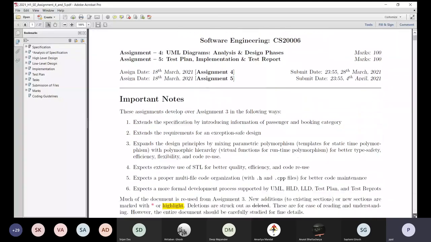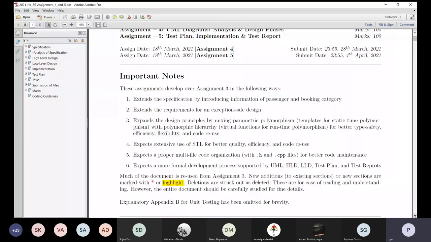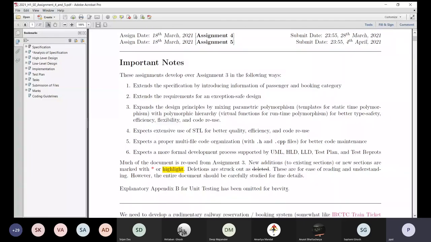Now, I just wanted to highlight a few points about this assignment. So please read this initial note very carefully. This assignment is developing over assignment 3, which is the booking itself. But in assignment 3, the booking was very simplistic. It was just in terms of the booking class. It did not have information on passenger and so on. So what we include now is information on passenger and booking category.